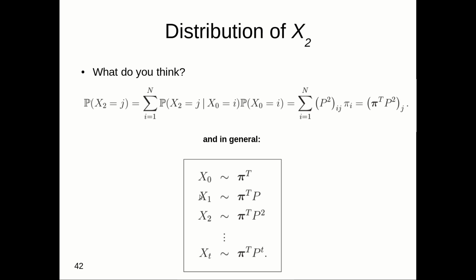And in general, xt is distributed according to the transposed prior probability vector. You can see here that this always only appears once because this is the starting condition, and then the transition matrix taken to its t-th power.